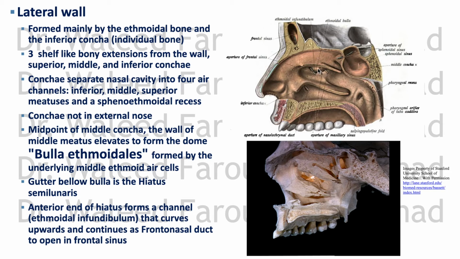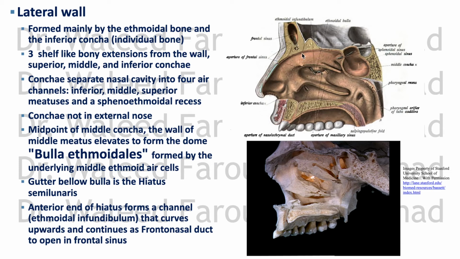Now, because you have a projection, it's logical to have a depression that surrounds it, a gutter-like depression. This depression is called the hiatus semilunaris, the semilunar hiatus. In this hiatus open several paranasal air sinuses. For example, at the front opens the so-called ethmoidal infundibulum. Infundibulum is funnel-shaped and receives the canal that extends from the frontal paranasal air sinus to the nose. It receives the opening of the frontal paranasal air sinus.